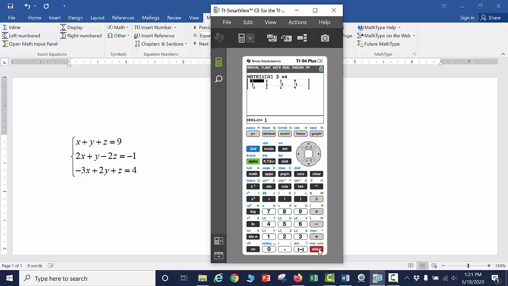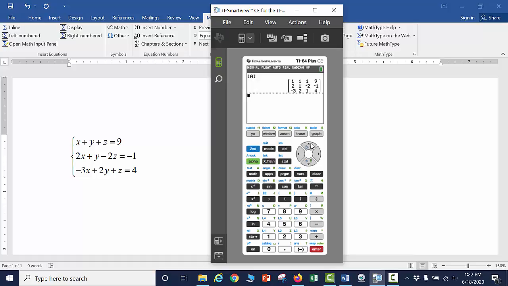Now, I want to check and make sure it's right. Whenever you're going through this process, the only thing that's going to mess you up is if you have a negative or something and you make a sign error. So what I like to do before I do my computation is quit, do a second quit, get out of that, and go to second matrix and bring that matrix A to my home screen. There it goes. And I just make sure I've got my numbers right. So 1's and a 9, that's the first one. 2, 1, -2, okay. -1, and then -3, 2, 1, 4.